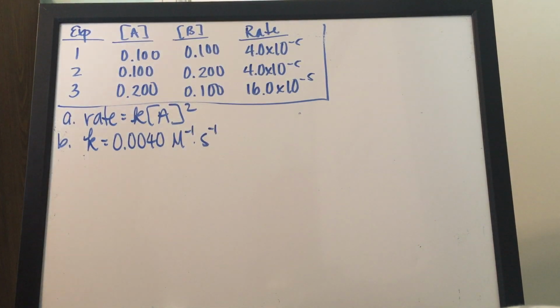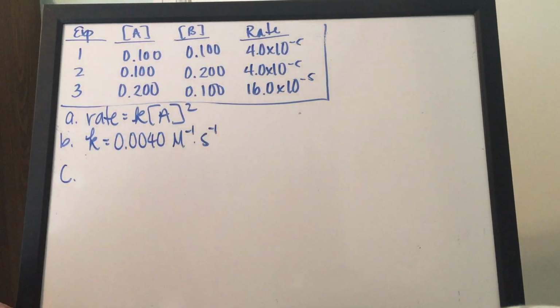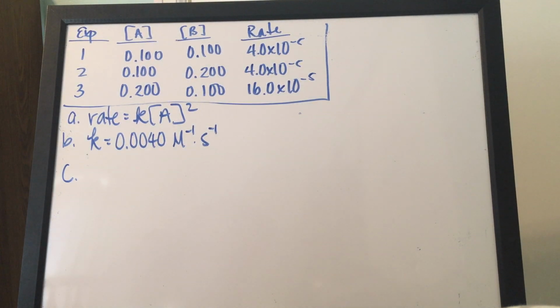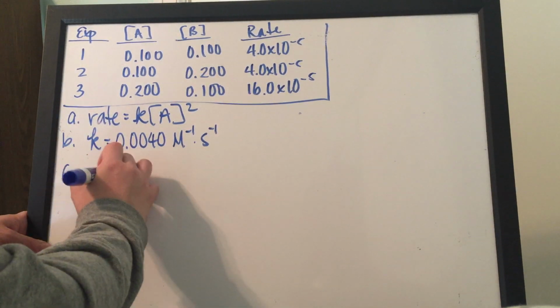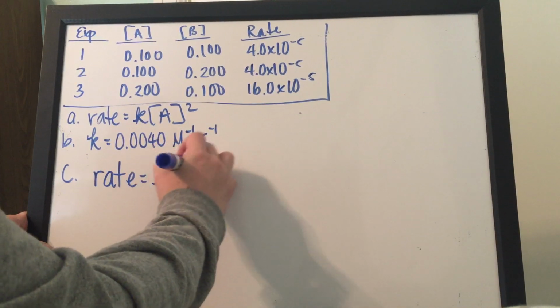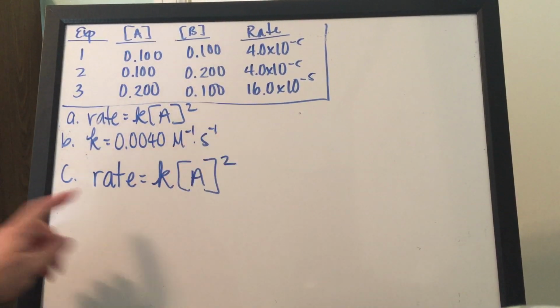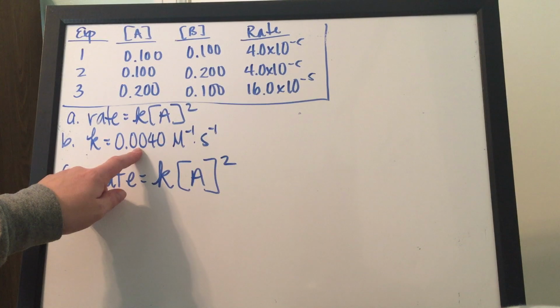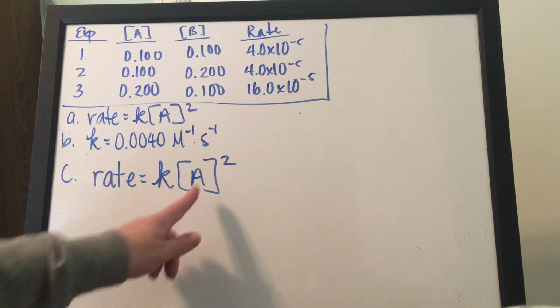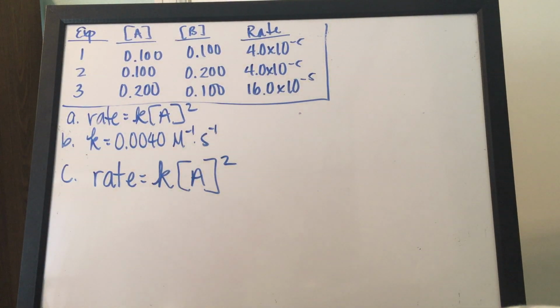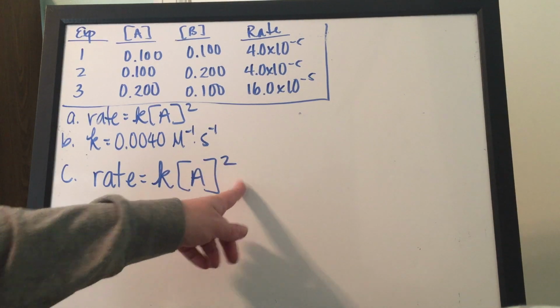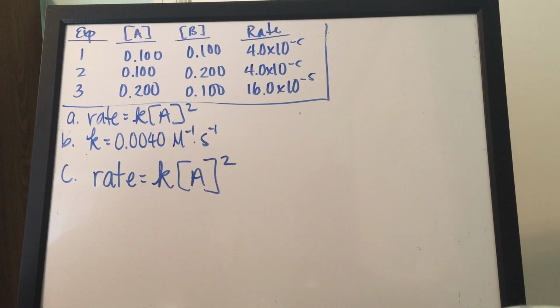And now C asked me to find the rate when A is equal to 0.05 molar and B is equal to 0.1 molar. That's what the question says. So if I'm finding rate, I'm looking for this guy. So to find rate, I need K. Just found it. Look at that. So I'm going to plug this in for K, and I'm going to use the concentration that they gave me in the question in part C for A. Now notice they gave me a concentration of B, but since B is not in the rate law, it doesn't affect the rate, so I don't need to worry about that.